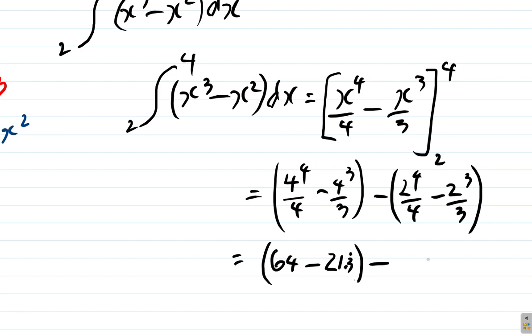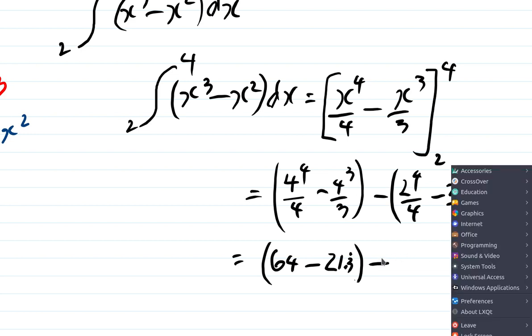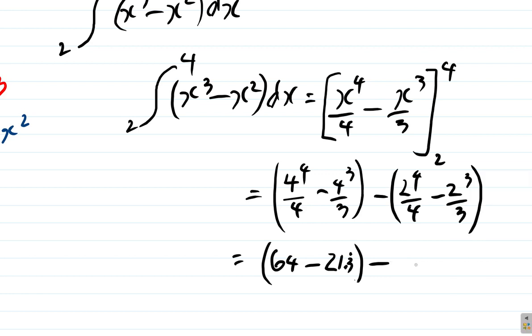Minus, and then 2 to the power of 4. 2 2 is 4, 4 2 is 8, 8 2 is 16. It's 16. 16 over 4 is what? 16 over 4 is 4. Well, this is 4 minus 2 to the power of 3 is 8. 8 over 3. Alright?